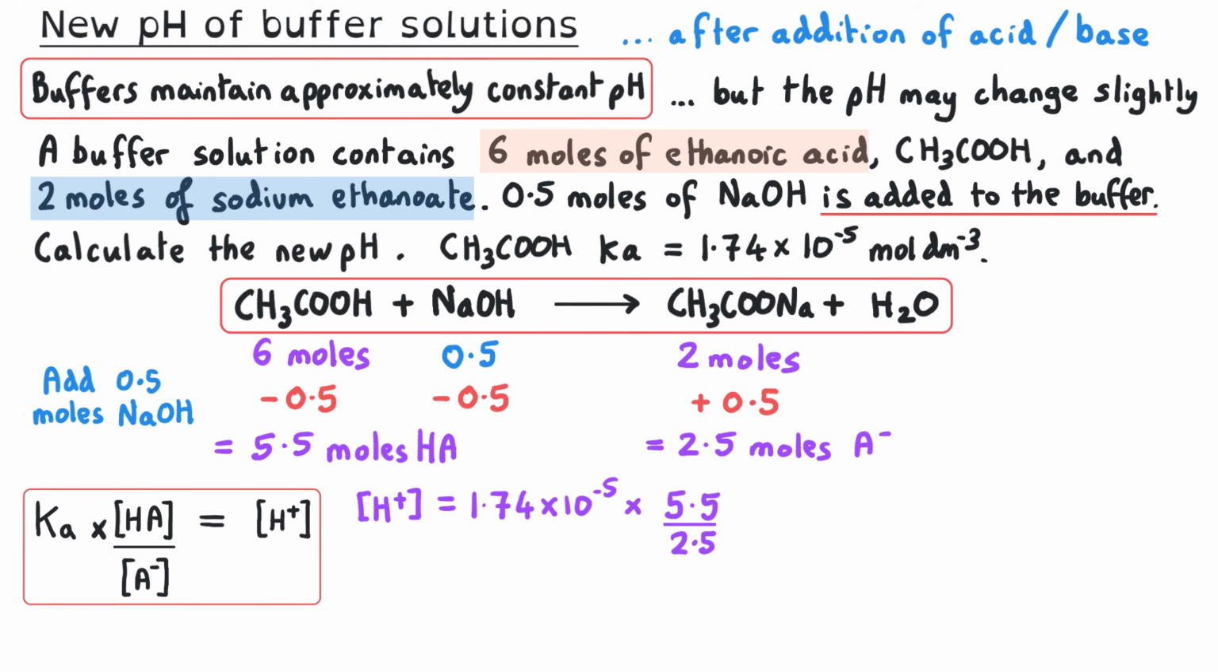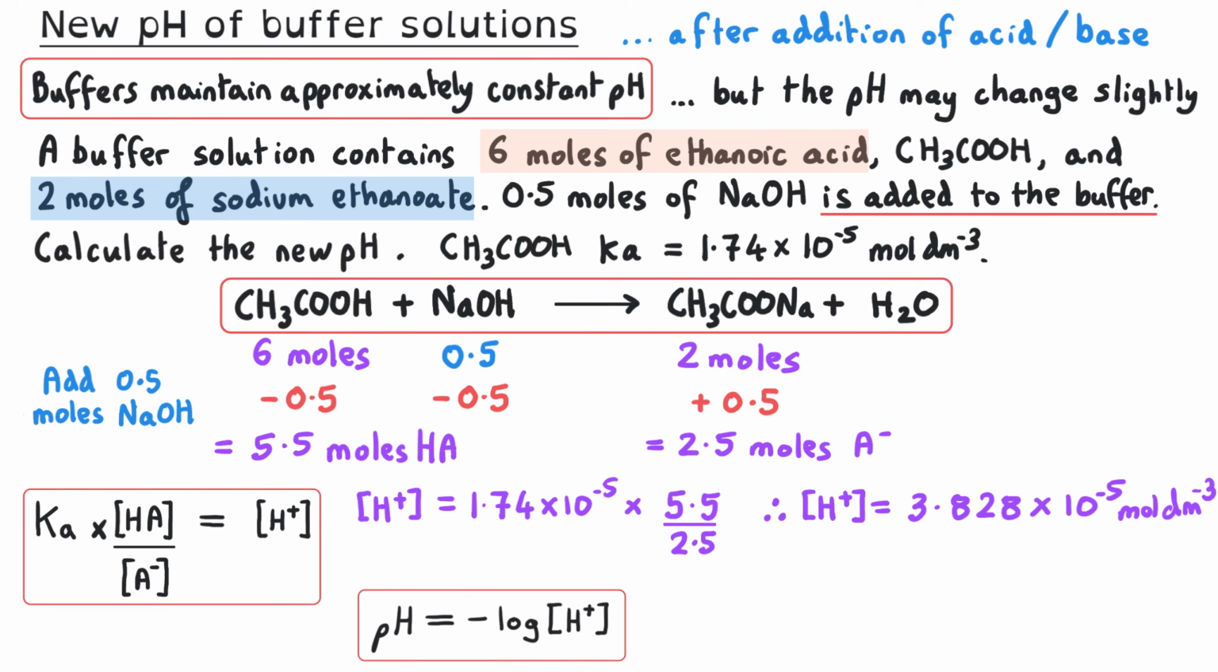And so the hydrogen ion concentration is 1.74 times 10 to the minus 5, that's the Ka of ethanoic acid, multiplied by the moles of the acid, 5.5, divided by the moles of salt, 2.5, and therefore the hydrogen ion concentration is 3.828 times 10 to the minus 5 moles per decimeter cubed. And this then gives us our hydrogen ion concentration. We've been asked to work out the pH of this buffer solution, so we need to take the negative log of this hydrogen ion concentration to find the pH, and that gives us a pH of this buffer solution of 4.42.